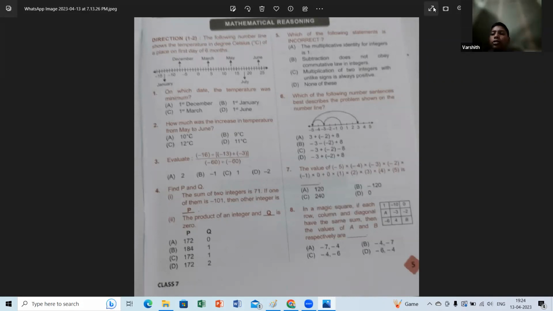In a magic square, if each row, column, and diagonal have the same sum, then the value of A and B respectively are? Yes, magic square means each row, each column and diagonal have the same sum. That's a magic square. Then, first row: 1 minus 10. What is the sum of 1 minus 10 plus 0? Ma'am, it is equal to negative 9. If you keep what number? 1 plus a plus minus 6 is equal to negative 9.